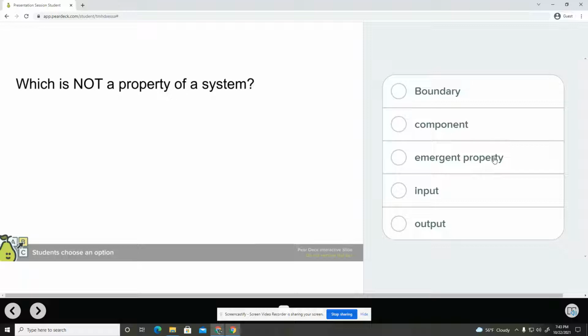An emergent property can be present. An emergent property is a property that a system has that is not present when the components are alone. So, it's a novel function that comes from the system being whole and together. So the correct answer for this, that is not a property of a system, is an emergent property.